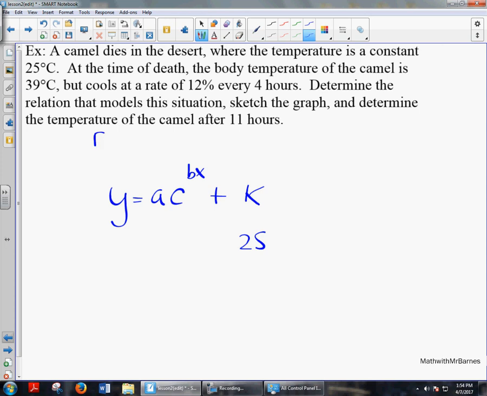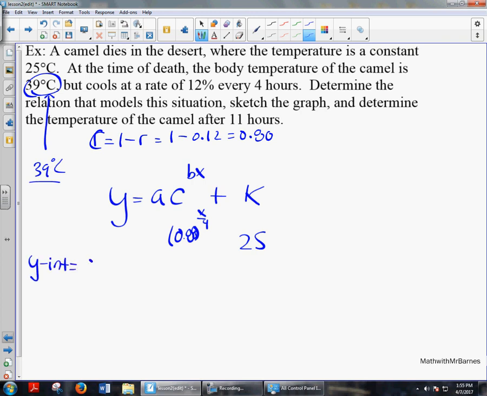So again, my C value is 1 minus R. So it's 1 minus 0.12, so 0.88. So that's my C value, 0.88. And my B value, or my increment, is 4, so that's x over 4. And then my A value is the y-intercept, that's the initial right here. That's the body temp when it dies. So my y-intercept is A plus K, or my A value is y-intercept minus K.